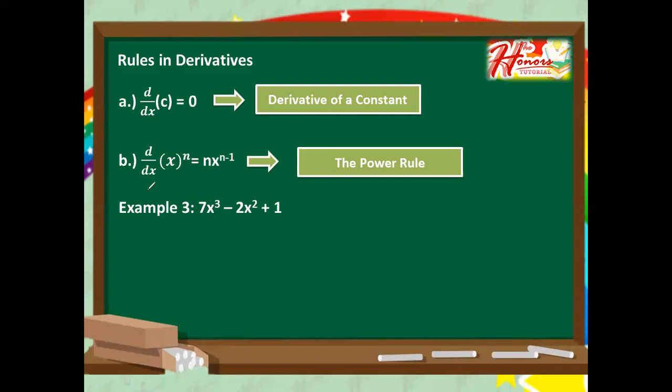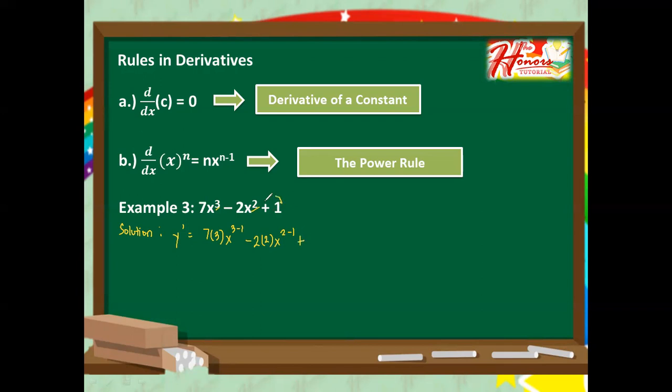Example number 3, we have here 7x cubed minus 2x squared plus 1. Let us have our solution here. Let's have y prime is equal to, let's multiply 3 to 7 using the power rule. So we have here 7 times 3, x raised to 3 minus 1. Again, for the power rule, you have to multiply the exponent to your numerical coefficient, and then after that, the exponent should be subtracted by 1. Minus 2 times your exponent, that's 2. x raised to 2, your exponent minus 1.